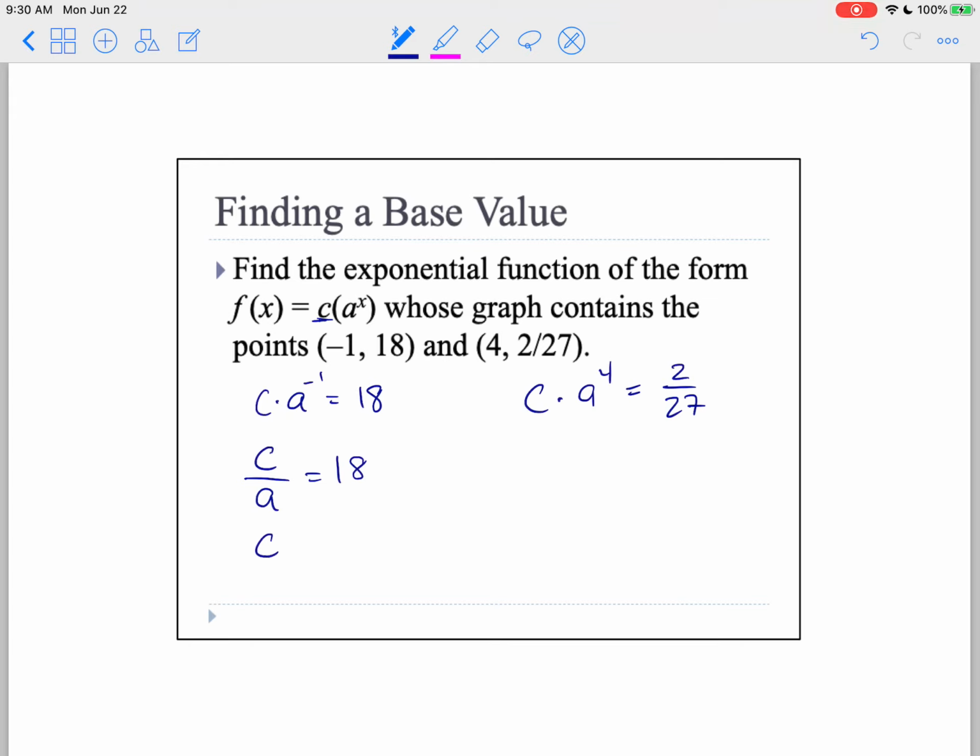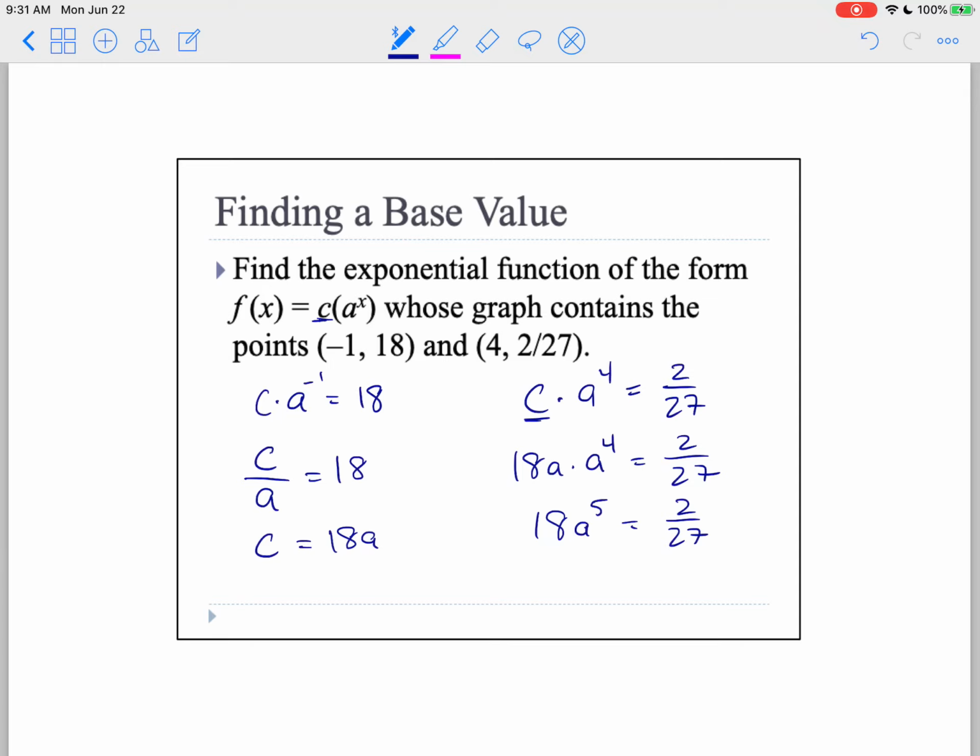Now all I'm going to do is a simple substitution here, because I can say that if C divided by A is 18, that means C equals 18A. So I can replace this C value here with an 18A times the A to the 4th that's already there. Oops, I said A, but I wrote 8. A to the 4, and that's going to equal 2 over 27. Now A times A to the 4th is A to the 5th using our exponent rules. This is 2 over 27.